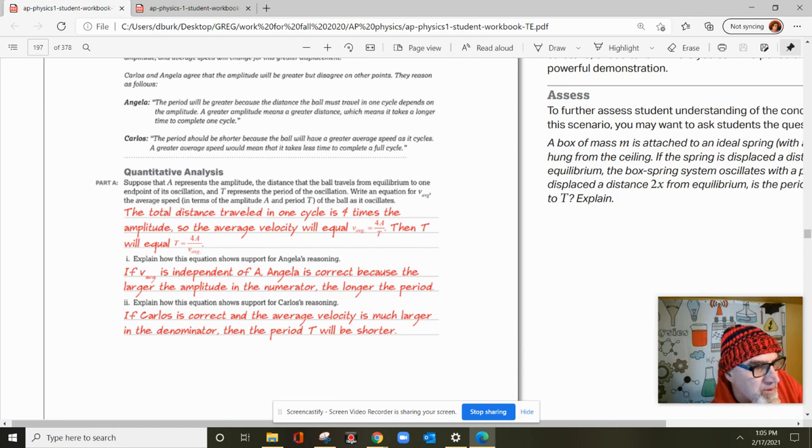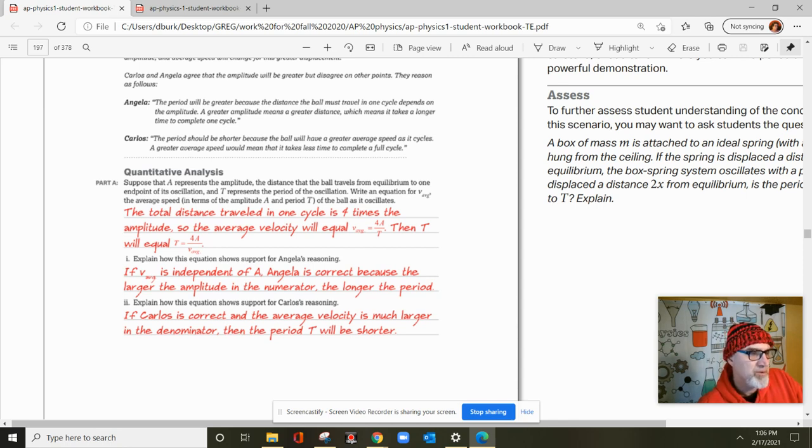A represents the amplitude, the distance the ball travels from equilibrium to one side. T is the period. Write an equation for V average, the average speed, in terms of the amplitude and the period. So the total distance traveled in one cycle is 4 times the amplitude, right? Because it's going to travel to the middle, and then travel to the other side, and then travel back to the middle, and then travel back home. And the amplitude is from the middle to one side.